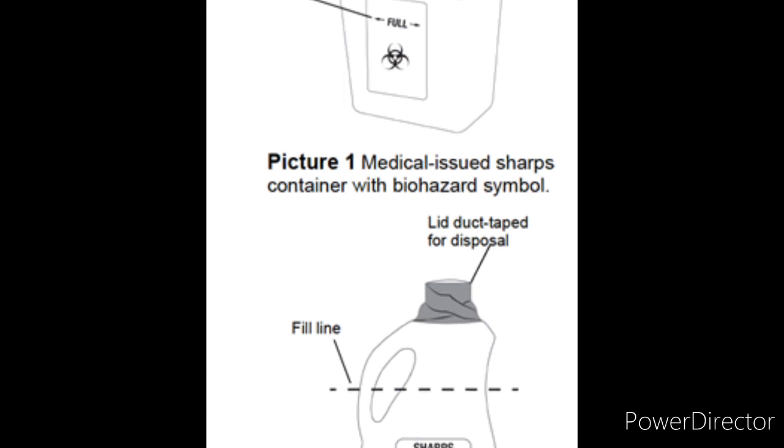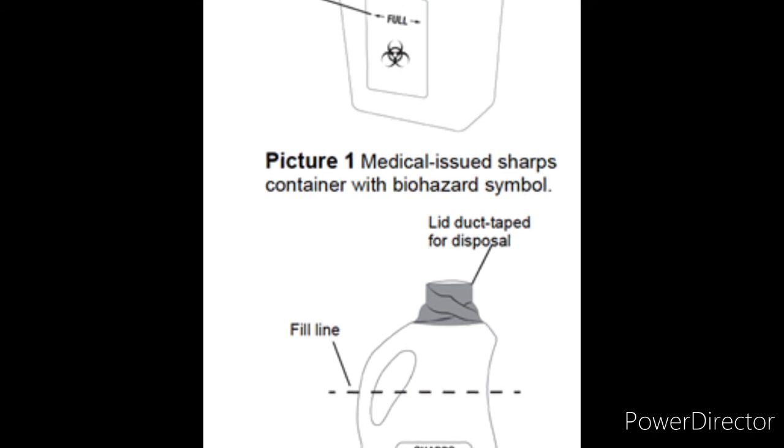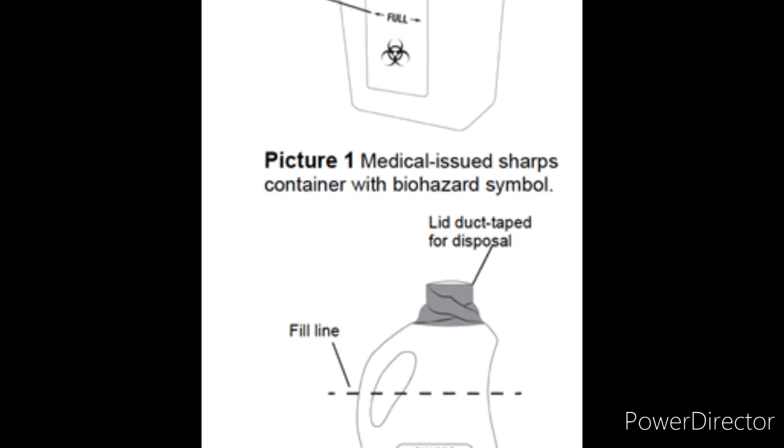Then we should also mark the puncture-proof container, and we should have an indicator for the three-fourths level. That means we do not fill above the line. We have to mark it.